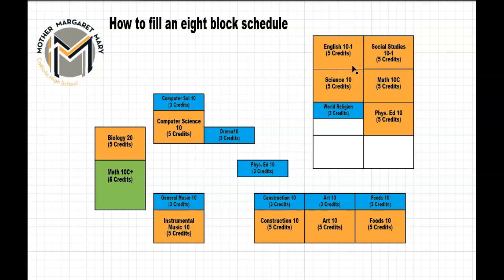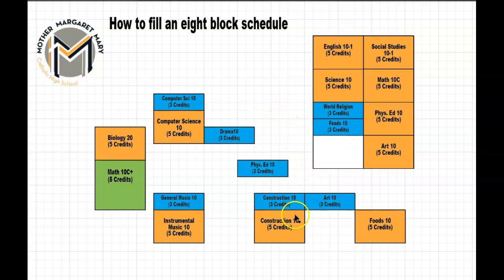I'll get to a 20 level science in just a minute and add that in. And now students have the opportunity to fill in other things. So we still have 2 full blocks, and 1 half block left. So this student really likes to take art, so we are going to give them a 5-credit art. They'd like to maybe try construction, but they're thinking about food, so let's put foods in as well.